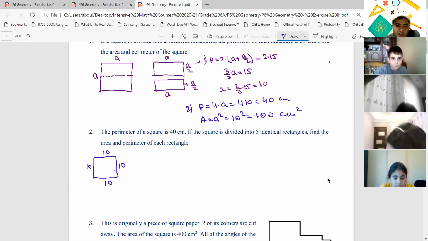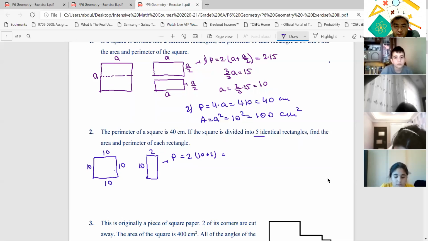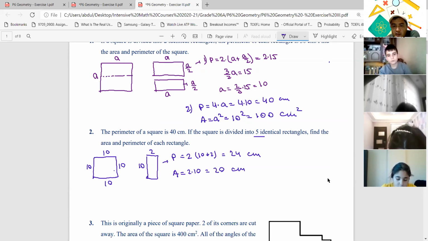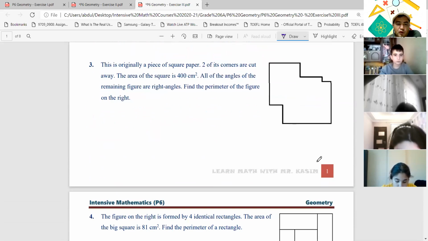So that means that I'm just dividing into 5. Since a side is 10, if I just take one rectangle, what is the length of this? Is 5 identical rectangles, it should be 2. And length, it should be 10. Find the area and perimeter of the rectangle. Perimeter is equal to 2 times 10 plus 2 times 2. That's equal to 24 centimeters. And how about the area? 2 times 10, that's equal to 20 centimeters. Okay.